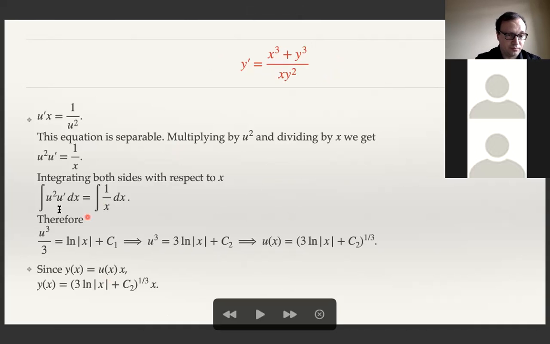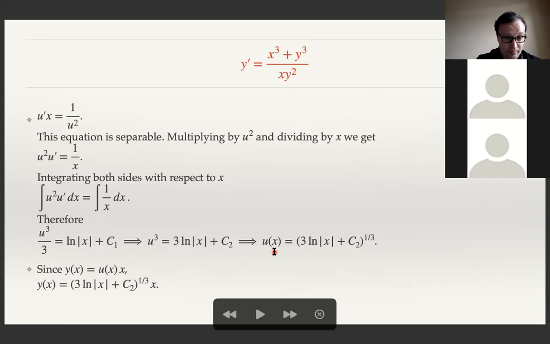And now integrating both sides with respect to x, we get the integral of u squared u prime dx is equal to the integral of 1 over x dx. u prime dx is the same as du by the substitution rule for integrals. And then we get that u cubed over 3 is equal to natural log of absolute value of x plus a constant, where the constant is the difference of the constants that you get from each antiderivative, like I said before. And then u cubed is equal to 3 times natural log of absolute value of x plus another constant c2, which is thrice c1.